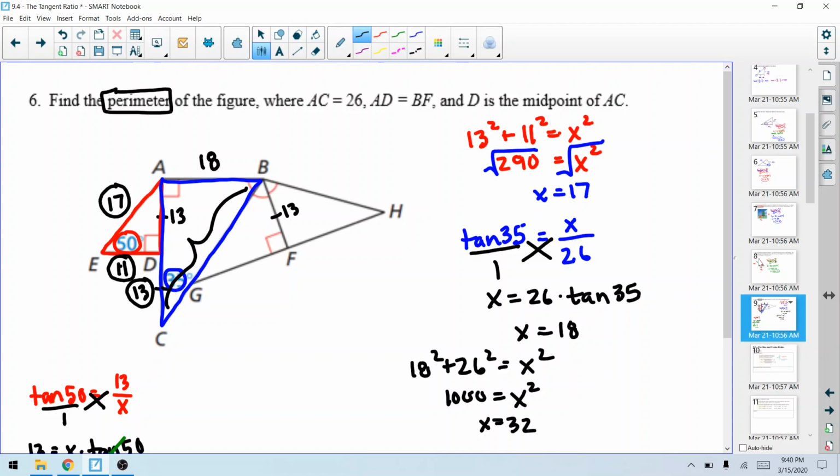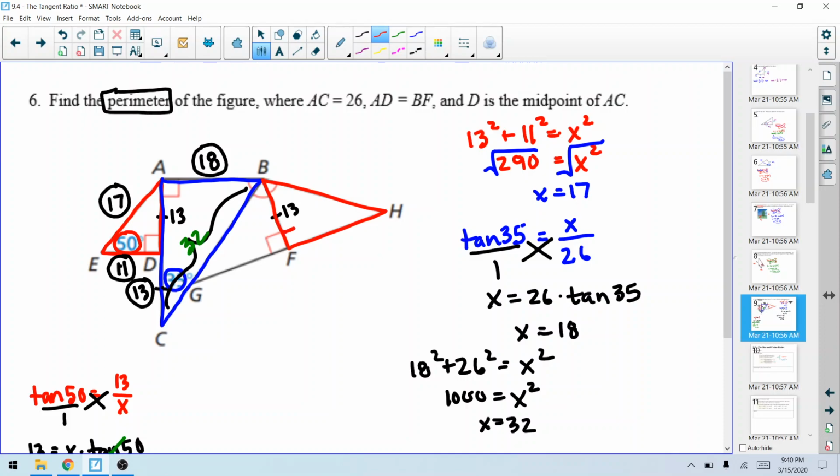So I know this whole side right in here is 32. And I'm just going to hold on to that for right now. I don't really need it, but I'm going to keep it there for when I do. And then I'm going to go back. I'm going to circle my 18 because that's part of my perimeter. And then I'm going to move on to maybe this guy and see if I can find anything over there.